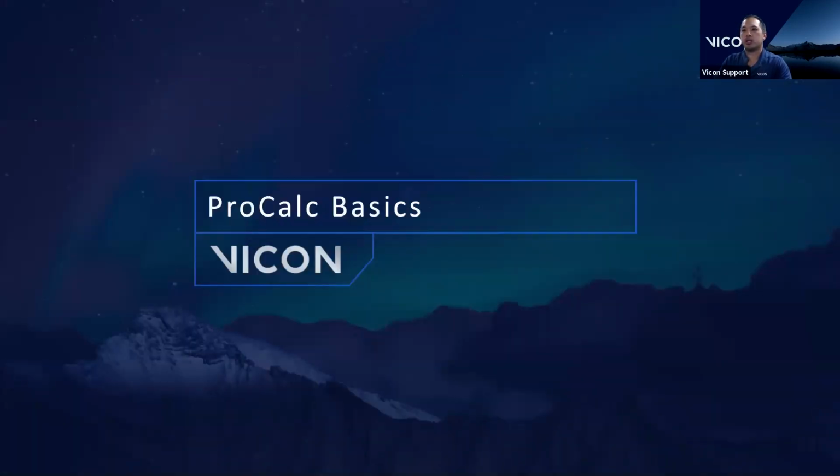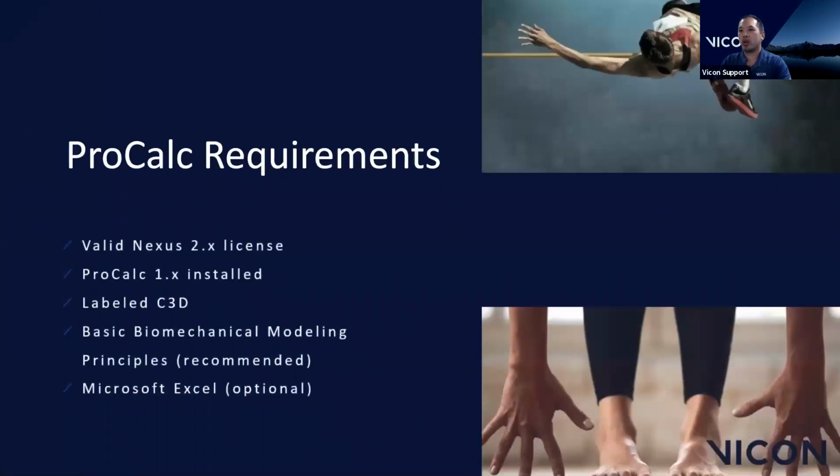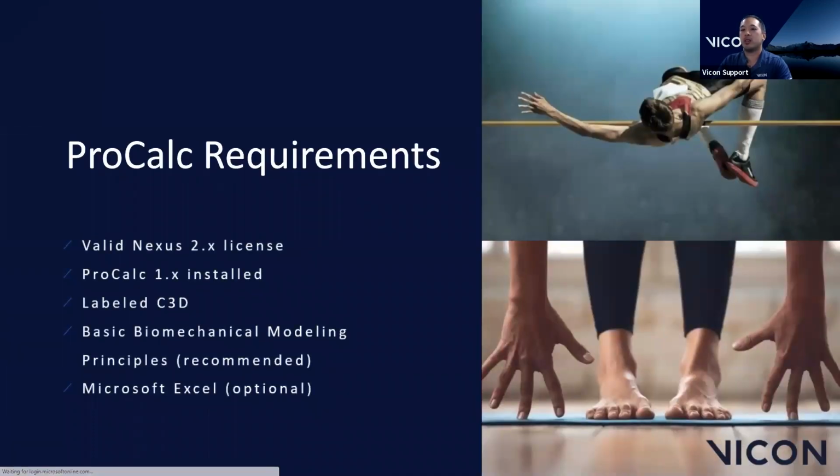So what are some of the basics? We'll just go over what some of the ProCalc requirements are. The first one is that you do need a valid Nexus 2 license on that machine. And then you're going to need ProCalc 1 installed. Right now we're in ProCalc 1.4. You will need labeled C3Ds.